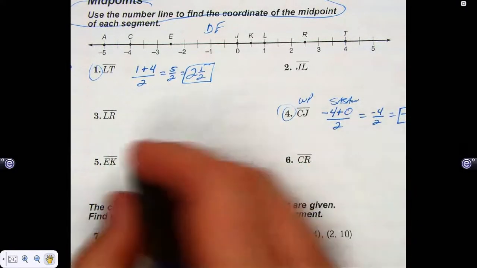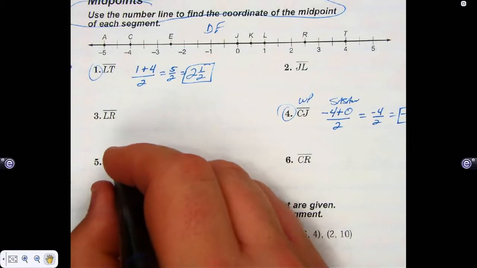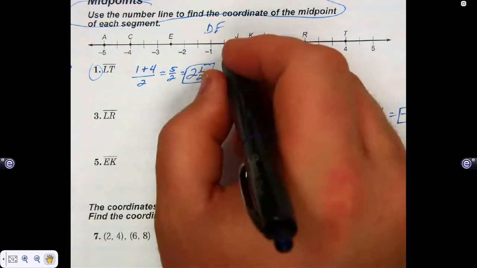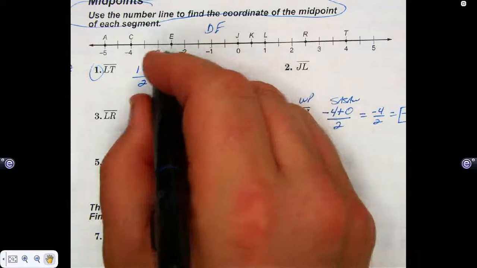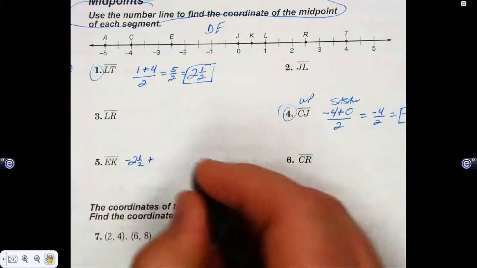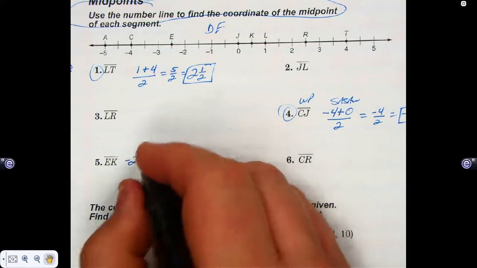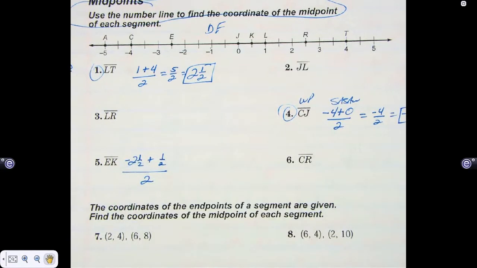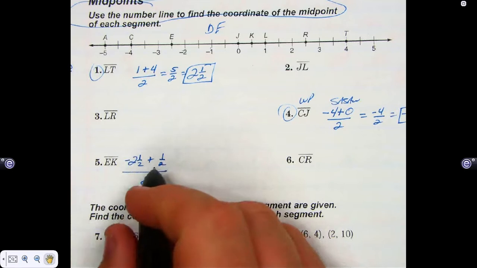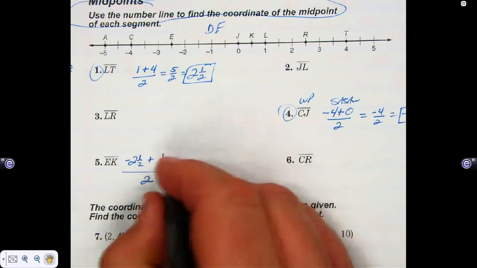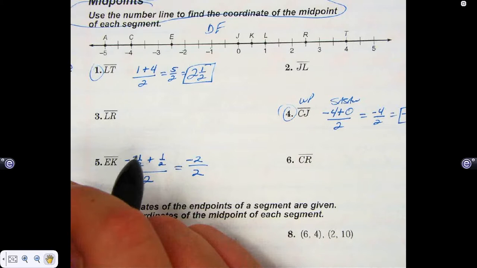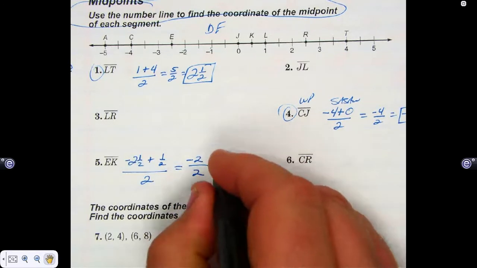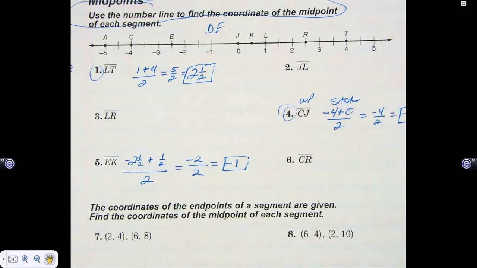What about EK? What are the coordinates of E? Negative 2.5, plus, what's the coordinate of K? 1.5. All of that over 2. Now, you've got a negative and a positive. If you can't see in your head that this is negative 2 over 2, then use your calculator that does fractions. What's the answer? Negative 1. I do want your answers left as a fraction though. Do or don't? I do.